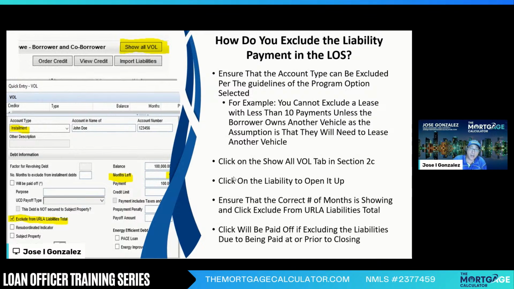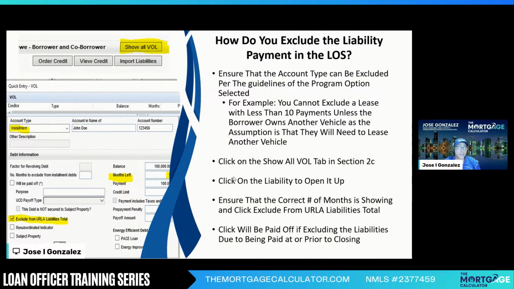So if it's an FHA loan, make sure you look at the FHA handbook. Fannie Mae, look at the Fannie Mae selling guide. Freddie Mac, look at the Freddie Mac selling guide. USDA, look at the USDA guidelines. VA, look at the VA guidelines. Because they're all different, right?